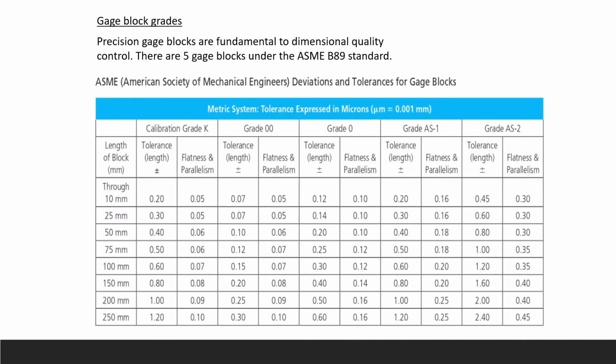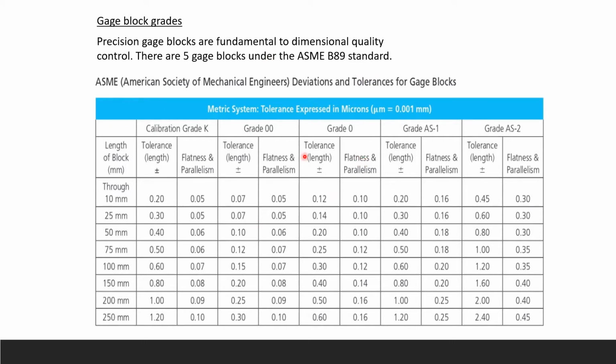Gauge block grades. Well, precision gauge blocks are fundamental to dimensional quality control. Okay, so there are 5 gauge block grades under the ASME B89 standard. Again, we follow the ASME standard. You just need to know the name of it. Nobody is going to come and ask you. There are still many different standards, and again, it depends on where you're going to be working and what that company is going to use. Okay, just follow whatever manual they have for the standards.